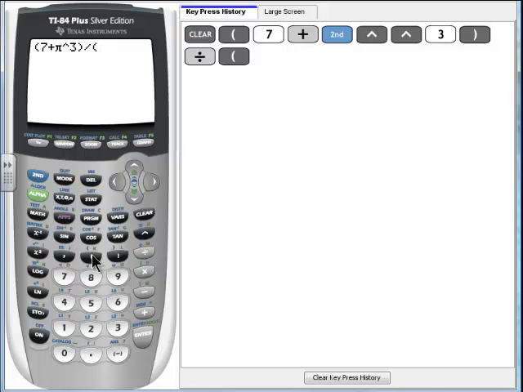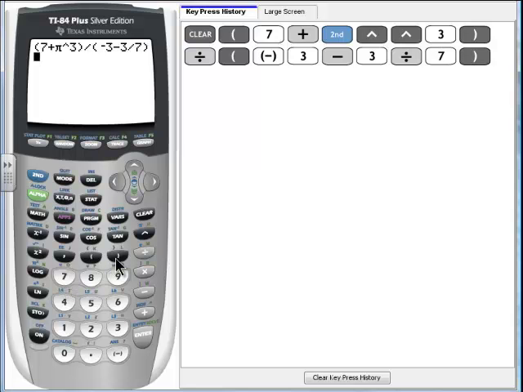Remember, for -3, we're going to use the negative key located near the bottom right of the calculator, minus 3/7. And to put in 3/7, we'll just use our division key, because again, that division will take place before any addition or subtraction, and we close it with a parenthesis. We'll hit enter to get our answer. Okay, the correct answer is -11.085.